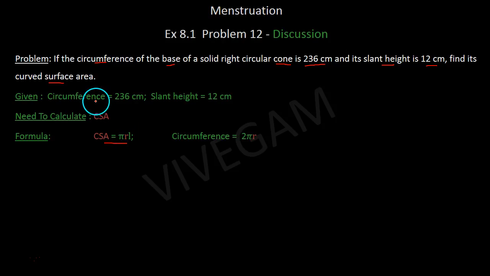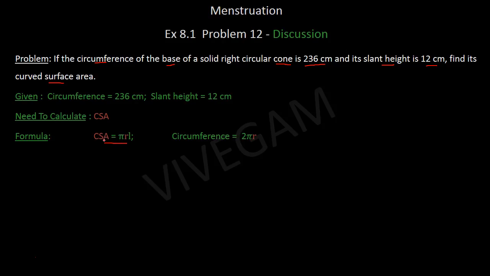What else is given? Here they have given the circumference. We have to use this information to calculate the radius. So write the formula for circumference. Circumference is equal to 2 pi r. Circumference is known, which means the radius can be calculated using this formula. Once the radius is known, we can calculate CSA using this formula. So basically there are two steps. Calculate the radius using circumference, then use the value of radius and slant height to calculate CSA.